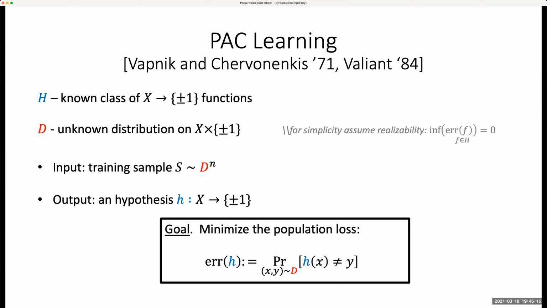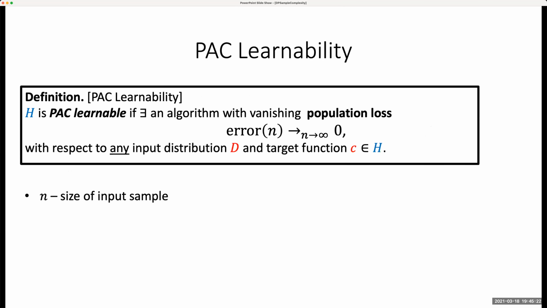So this is the algorithmic setting, and for a class H, we say that it's PAC learnable if there exists an algorithm that learns it with vanishing population loss. So as it sees more examples, the error goes to 0. And the rate at which this error goes to 0 is uniform, right? So no matter what the distribution is or what the target function is, the error will be upper bounded by a function only of n, the input sample size. Okay, so this is PAC learning.